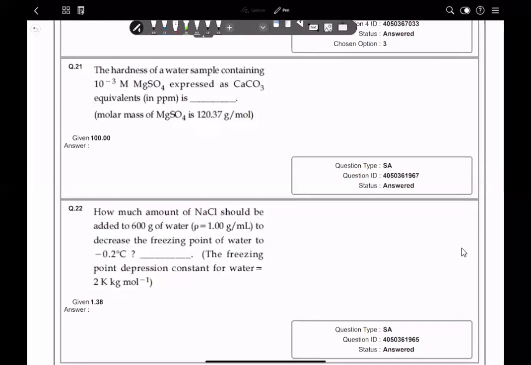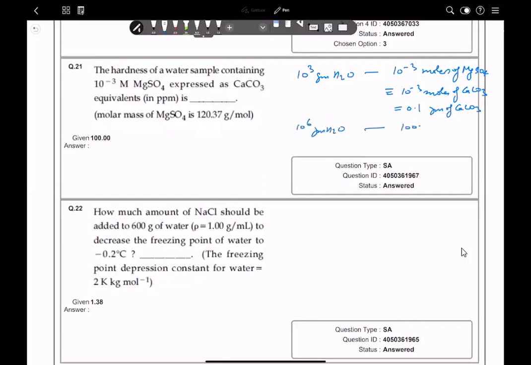So here 10 to the power minus 3 M MgSO4 is given. That means in 1 liter solution we have 10 to the power minus 3 moles of MgSO4. So first we will calculate its amount. In 10 to the power 3 gram of water we have 10 to the power minus 3 moles of MgSO4, which is equivalent to 10 to the power minus 3 moles of calcium carbonate, which you may say as 0.1 gram of calcium carbonate. So in 10 to the power 6 gram of water, it must be 100 gram of calcium carbonate. So hardness must be 100 ppm.